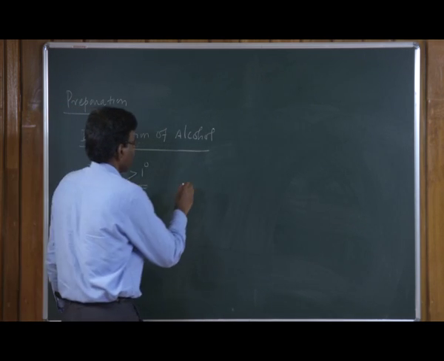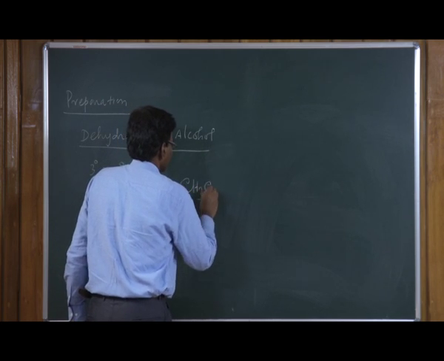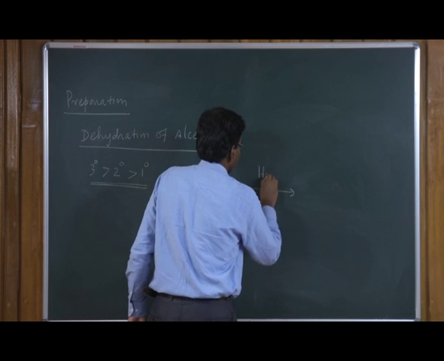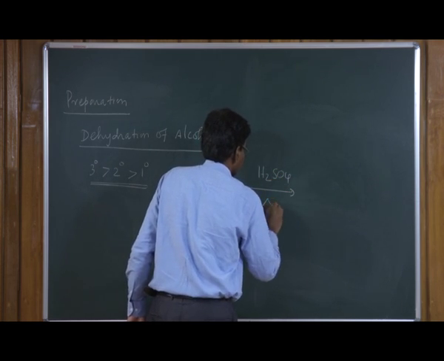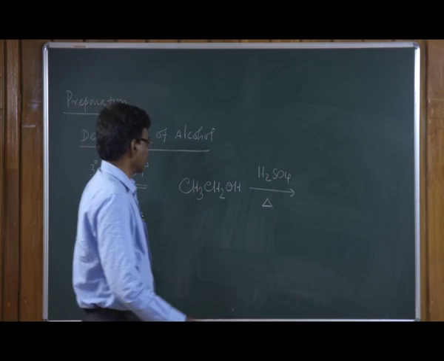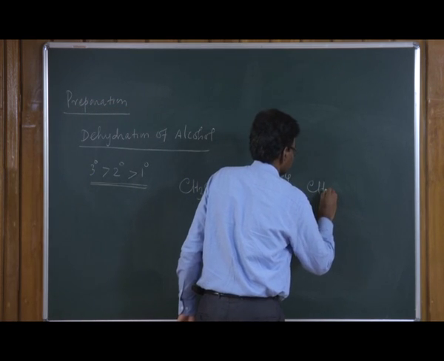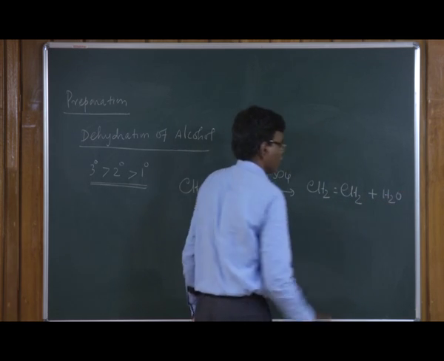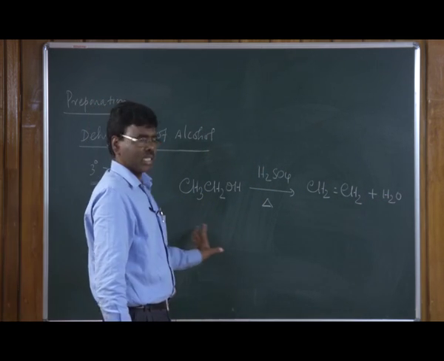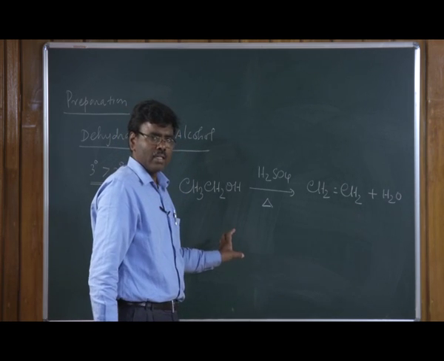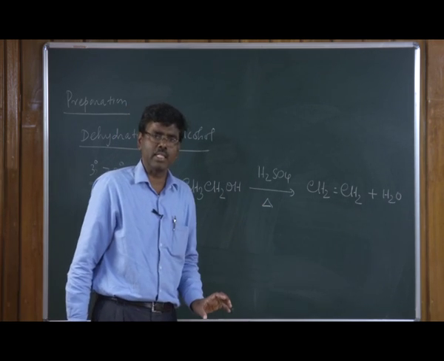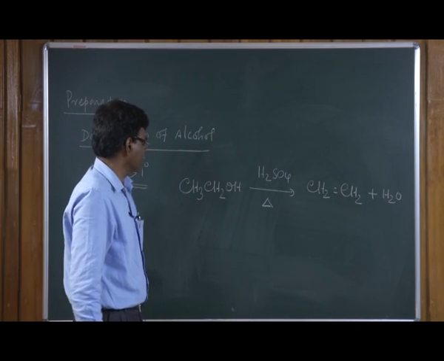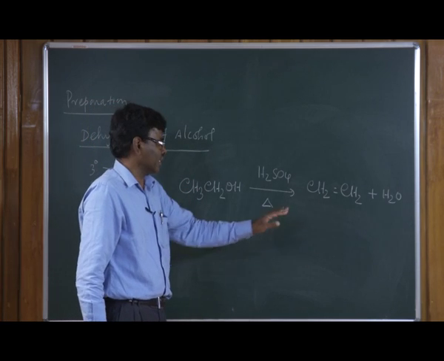For example, when you react ethanol with sulfuric acid under heating, it can undergo dehydration to give ethene. The byproduct will be water. This is an elimination reaction, and this is a primary alcohol. When you treat this alcohol with sulfuric acid under heating, it can undergo dehydration to give an alkene. This simple alcohol, you get this.